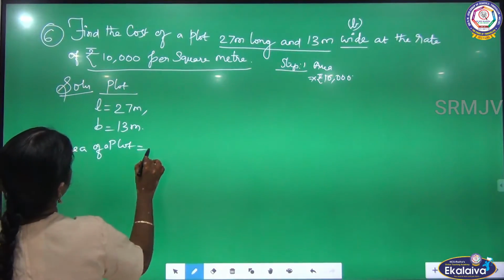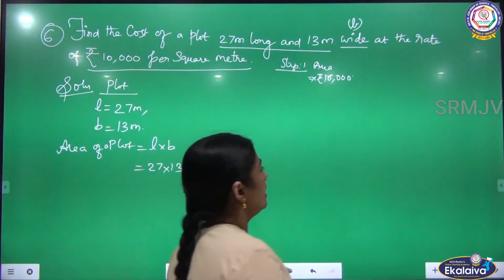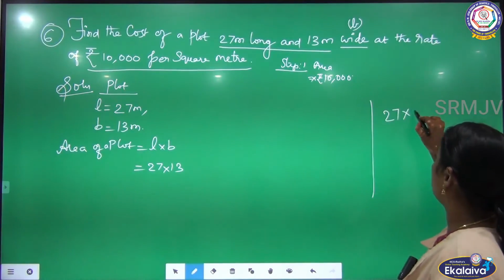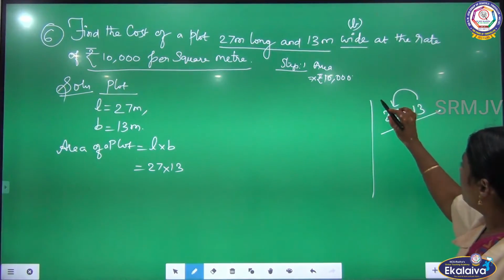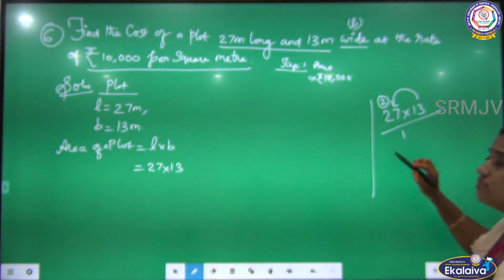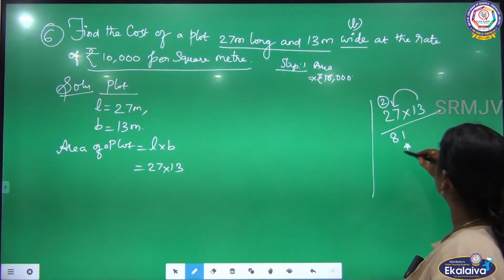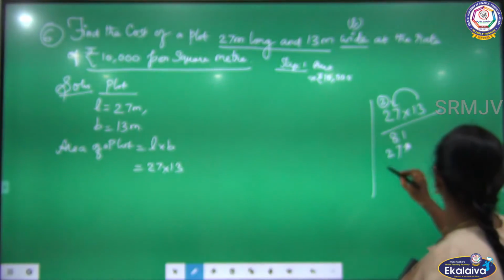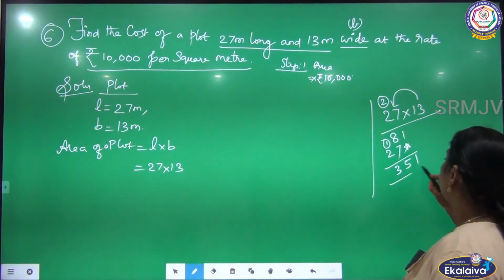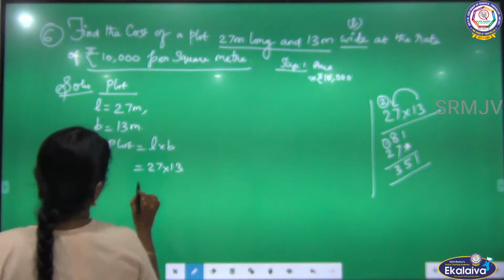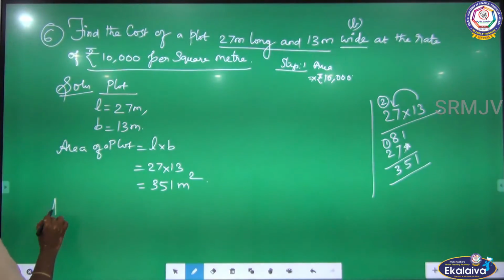Area of a plot is equal to length into breadth, which is 27 into 13. Listen, 27 when I multiply by 13, check what is the answer? 3 sevens are 21, 2 carry over, 3 twos are 6, 6 plus 2, 8. Okay, 81. Next, 7 ones are 7, 1 twos are 2, 1, 5, that is 15. So, 351. So, area of the plot is 351 meter square. My step 1 is over.